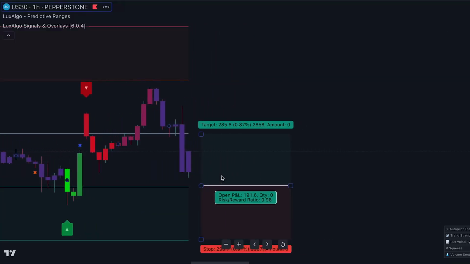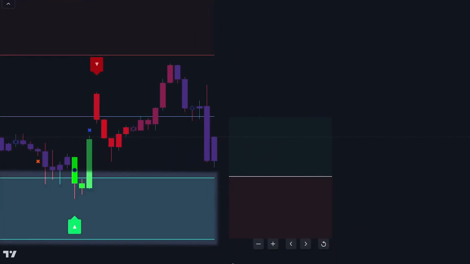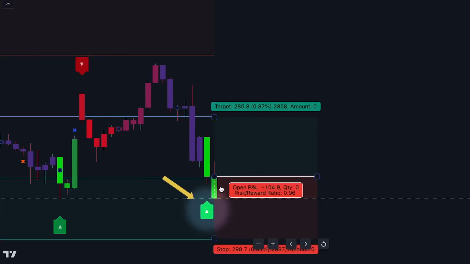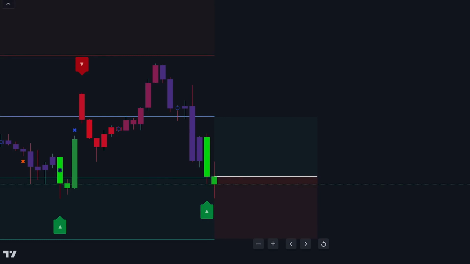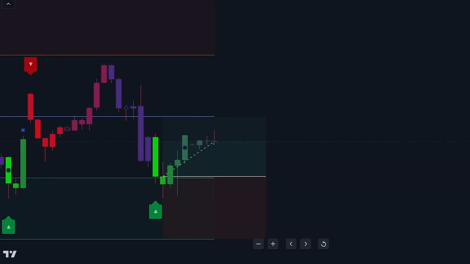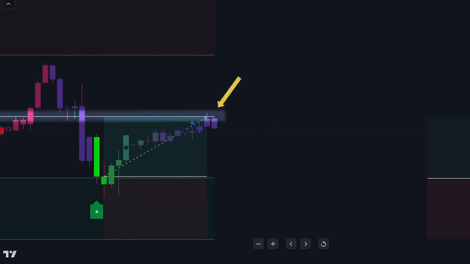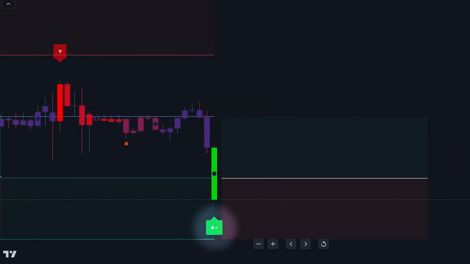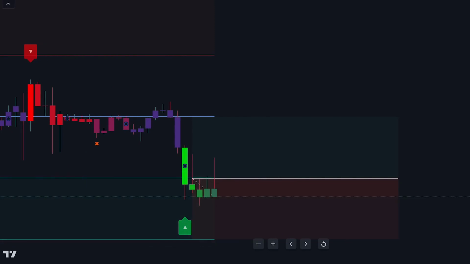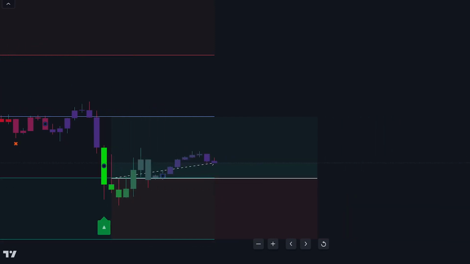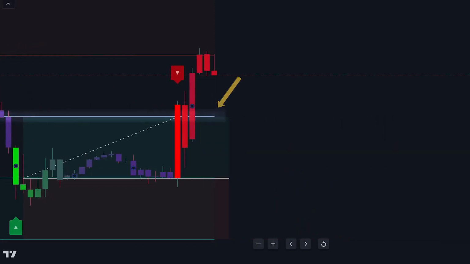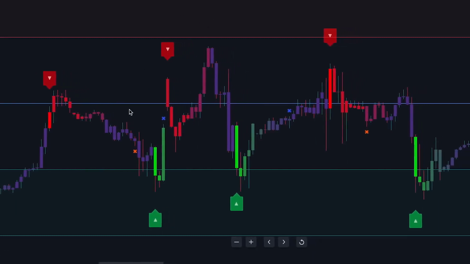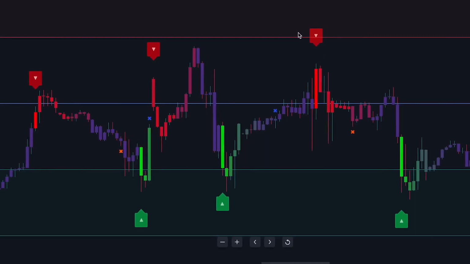What we want to do is wait for the price to enter either the upper or lower predictive range. Then, we want to wait for a signal to be printed. Then, once the price starts to exit the predictive range, we will execute a trade and target the equilibrium of the range. Let's do that again. Wait for a signal to be printed in the predictive zone, and as the price leaves the zone, we will execute a trade and target the range average. The key here is the Signals and Overlays indicator, which is incredibly good at calling market tops and bottoms.